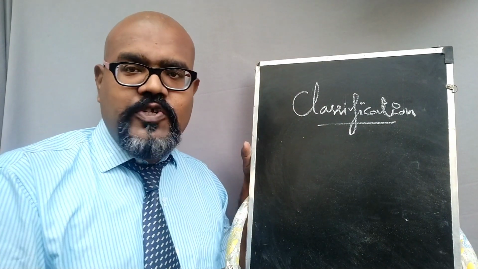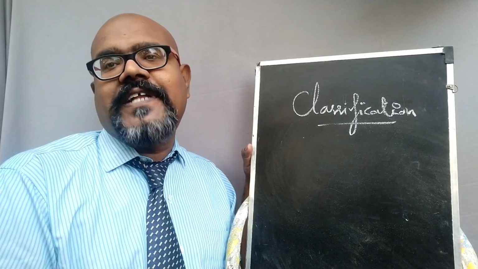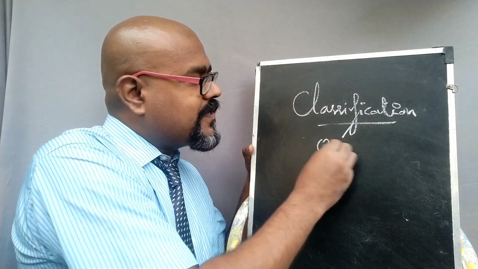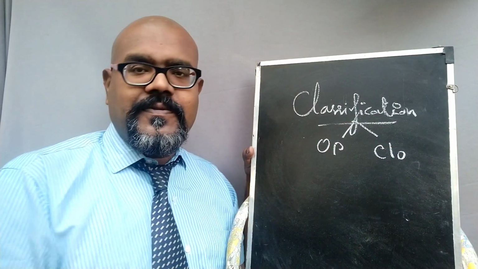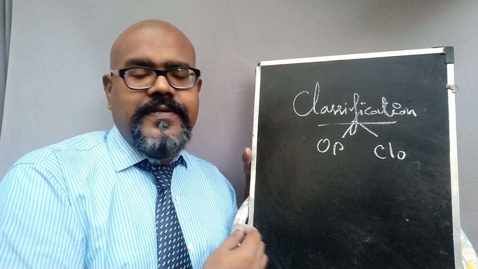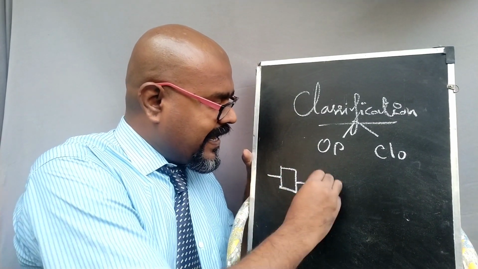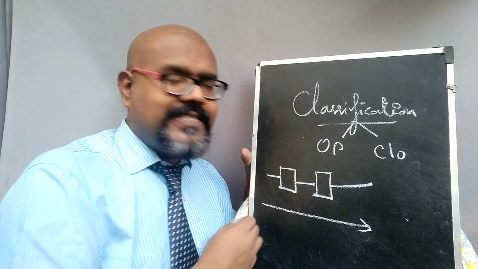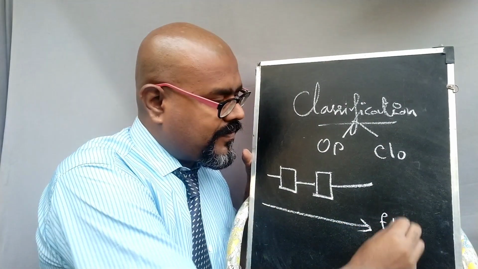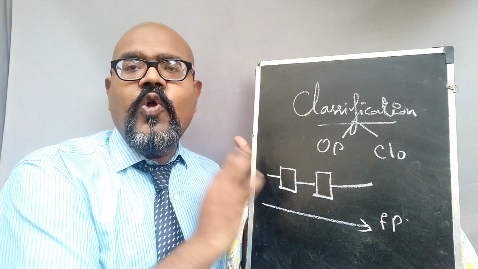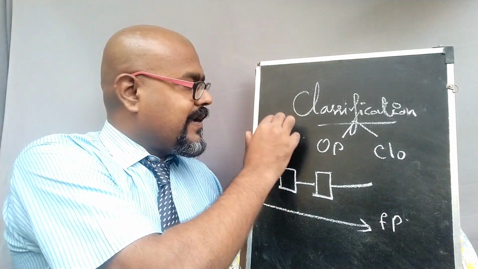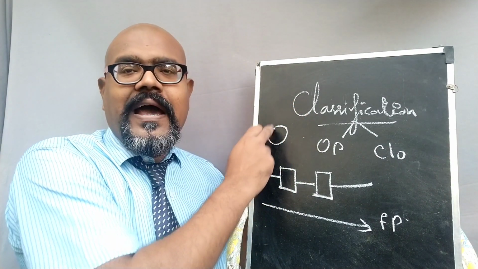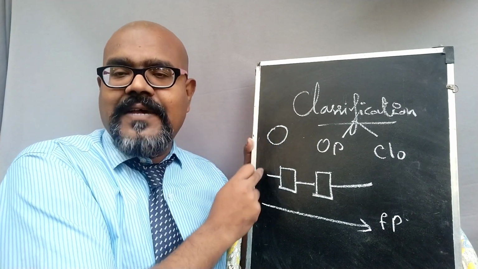The classifications of the control systems. According to the system's functionality, the controlled system can be classified into two different types: one is open loop system and another one is closed loop system. What is a loop actually? This is the element, this is the control system. This particular direction indicates the forward path. Please remember, forward path. Here there is no loop. Loop is nothing but it starts from one point and ends at the same point. That is the loop.